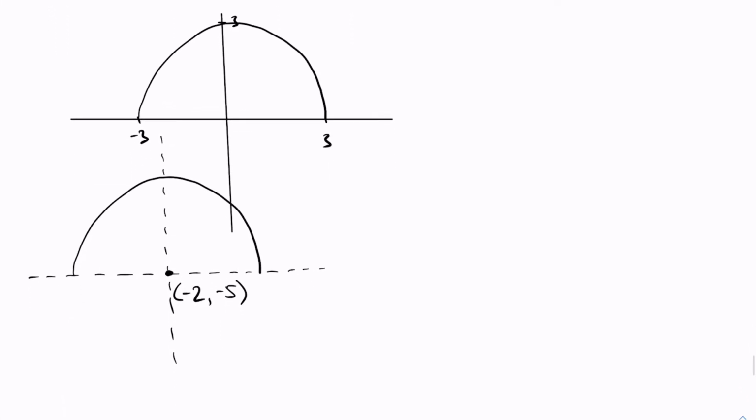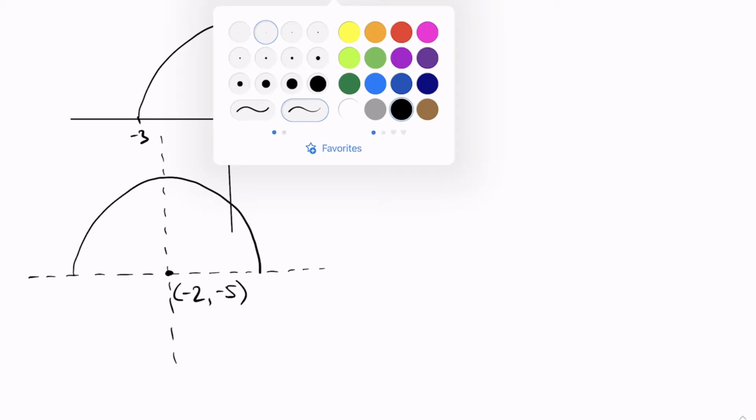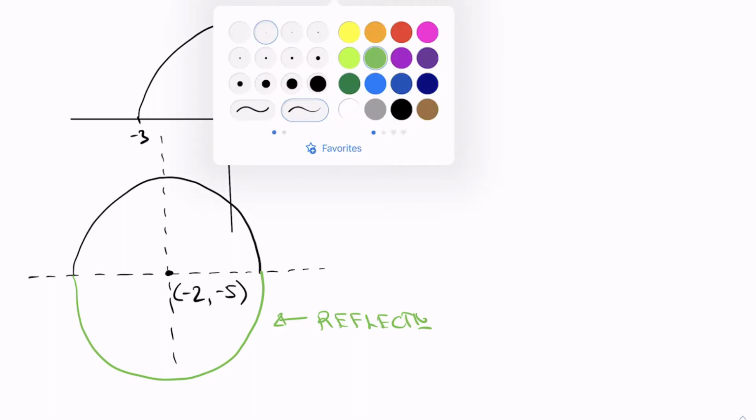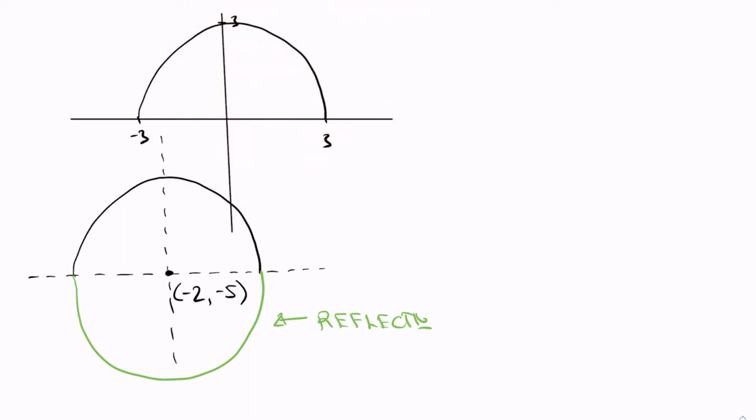So first off, I get a reflection. And I'm going to do this in a different color just to distinguish it from the original. So I'm going to get this coming down here, making a full circle. Okay, so this is going to be the reflection. And then I'm going to stretch it, I'll use a different color for that, by a factor of 2. So everything here is going to stay the same, except that it's going to be pulled up and down, and it'll look kind of like an oval.